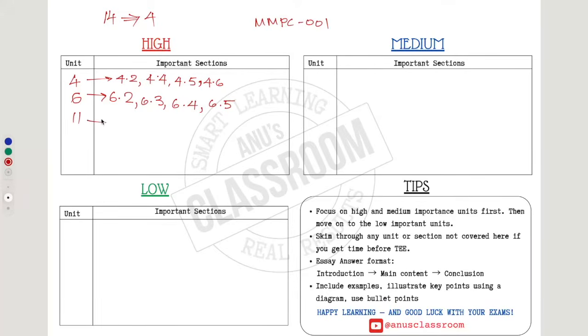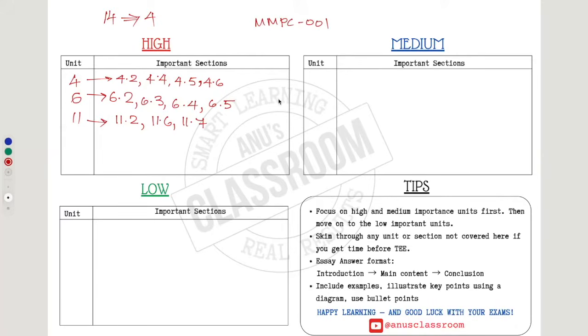And in unit number 11, questions have come up from most of the sections. But if you have the time to study, definitely you study all the sections. But if you don't have, then at least look for 11.2, 11.6, and 11.7. These sections at least.